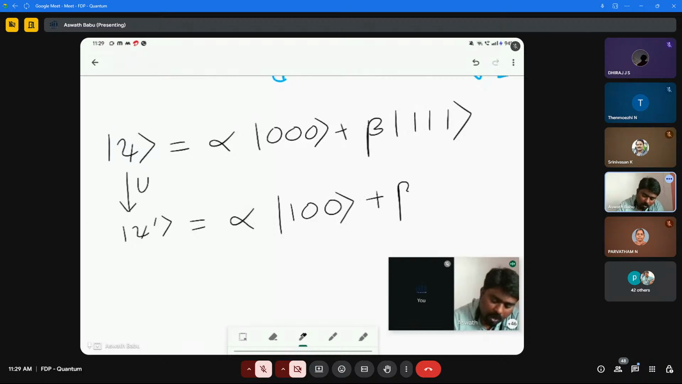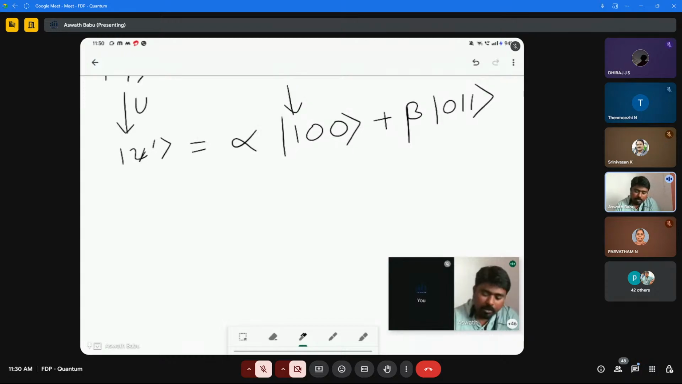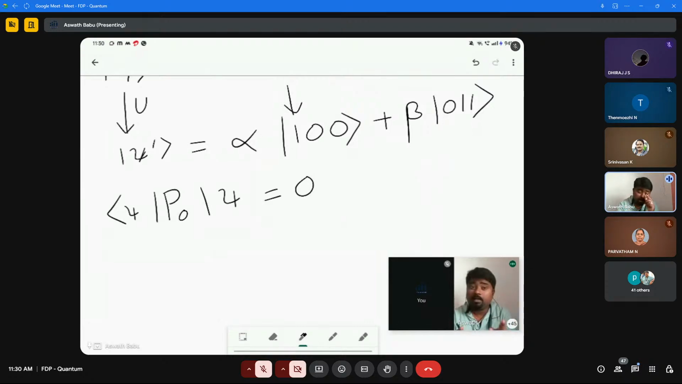Okay, you see now, the first bit, instead of being 0, has become 1. Instead of being 1, it becomes 0. Okay, right? So this is how the compromise has happened. Now, as you can see, you take this new quantum state and act on it with P0, and you are going to get 0 there because an error occurred.